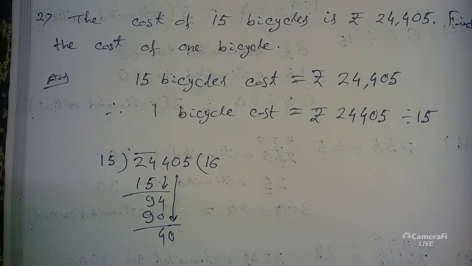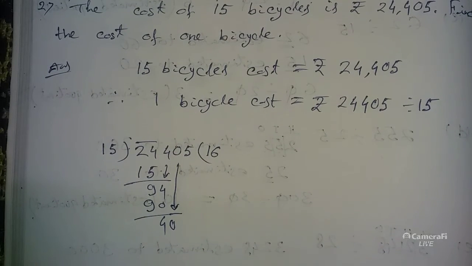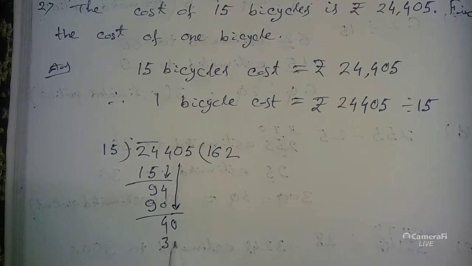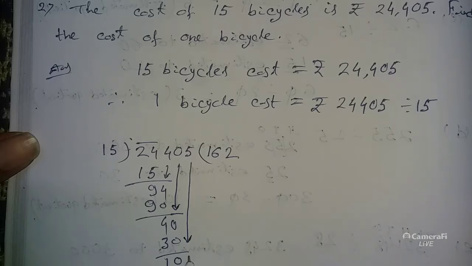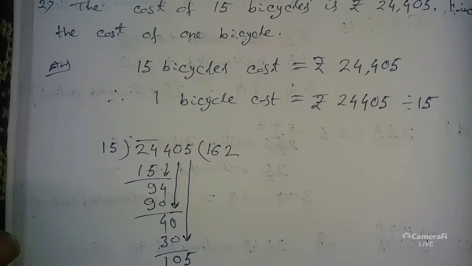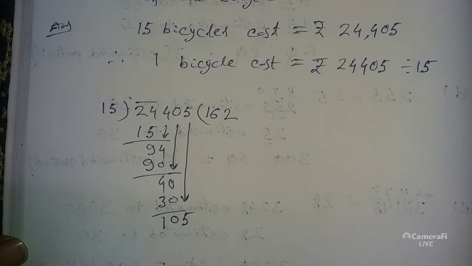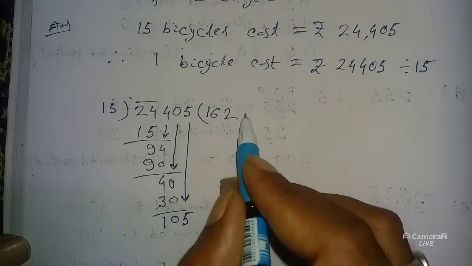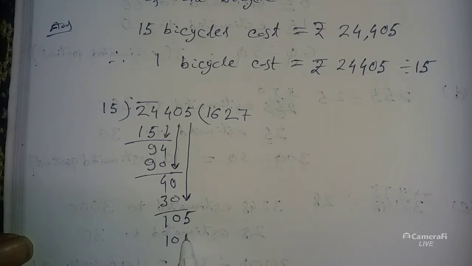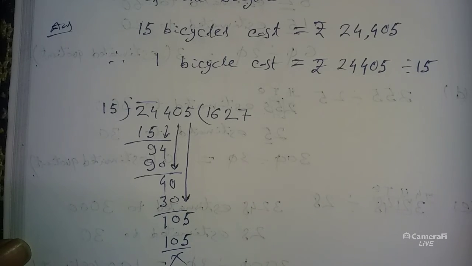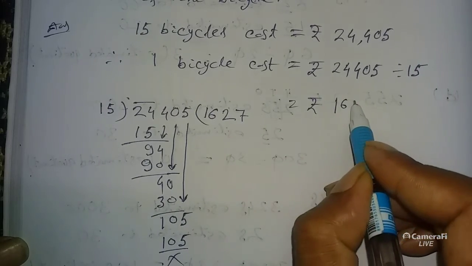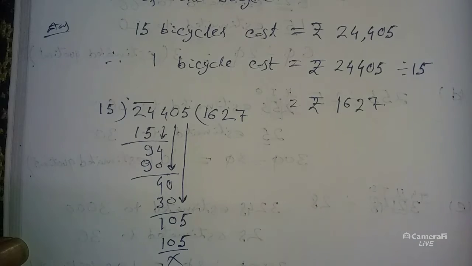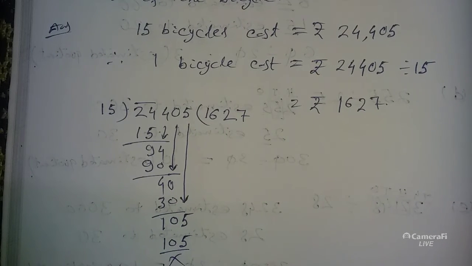40 is the number. 15 2s are 30, 15 3s are 45, so 15 2s are 30. Subtract, we get 10. Take the next digit 5. Now the number is 105. 15 7s are 105. Division is completed and we get this equal to rupees 1627. So one bicycle costs rupees 1627.